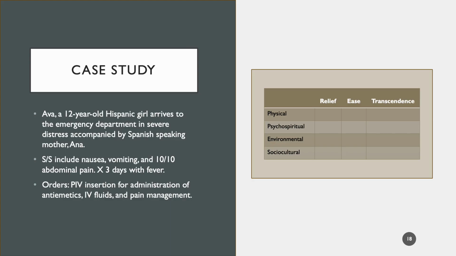Here's the case. Ava is a 12-year-old pediatric patient, a girl, presenting to the ED with nausea, vomiting, and abdominal pain. She now requires a peripheral IV for fluids, antiemetics, and pain management. But before initiating the procedure, the nurse makes a critical choice, not to act immediately, but to pause and assess Ava's comfort holistically using the modified GCQ tailored for pediatric use.